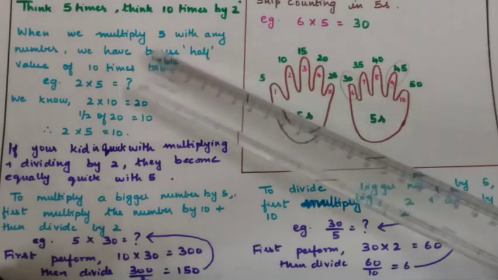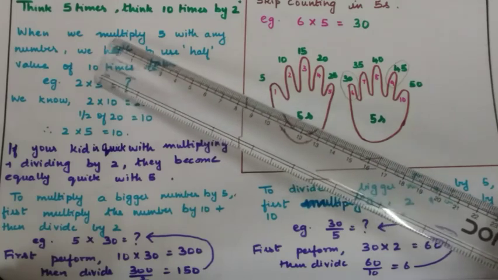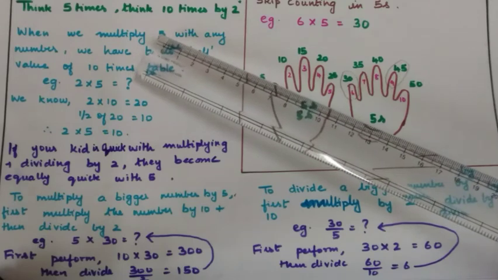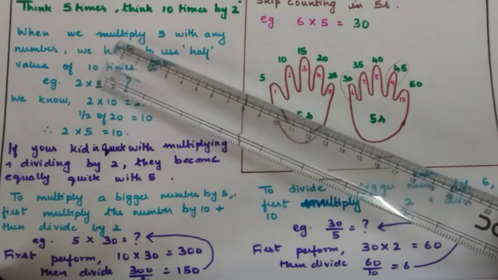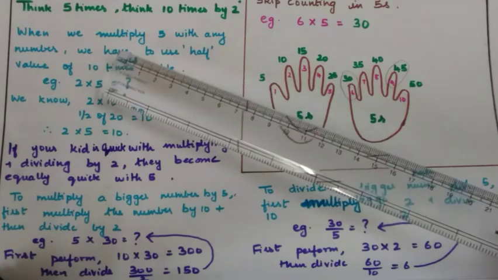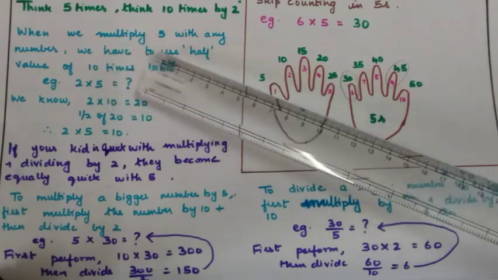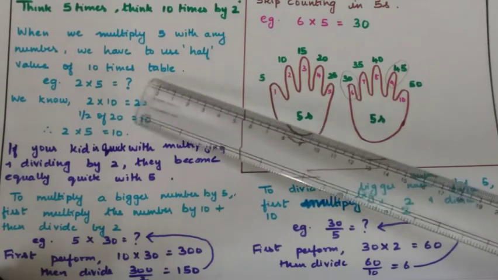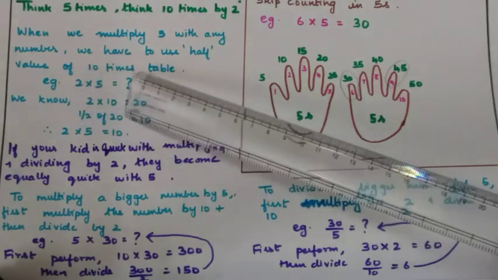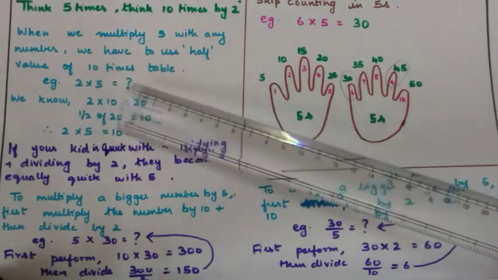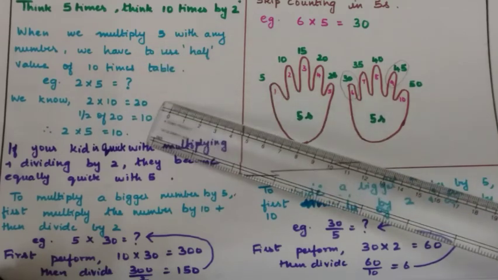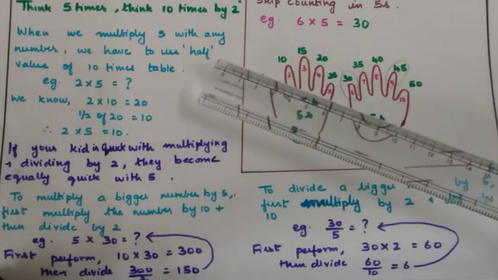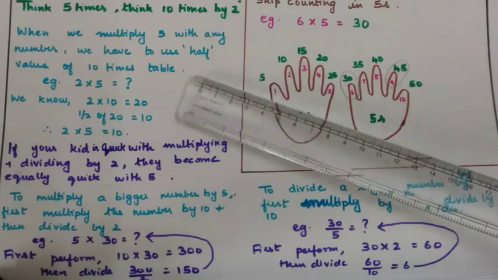Now here I've taken a very small number as an example to first make the kids clear with this concept. So if you need to multiply 2 into 5, the easier way is to multiply 2 with 10 and then divide the result that you obtained by 2 to get the answer, which means you need to use half the value of 20 to obtain the answer. Therefore 2 into 5 is 10. For a smaller number, you may not find this useful, but when you try to multiply 5 with a big number, then this trick is going to be very useful.